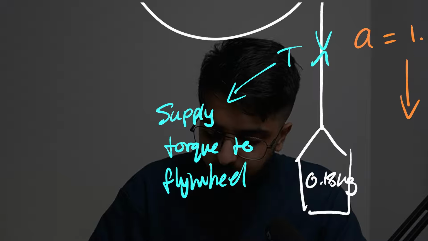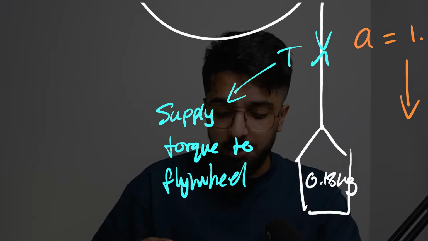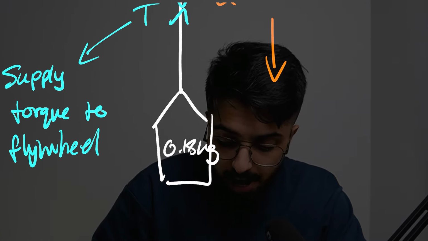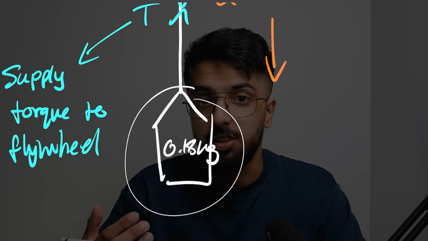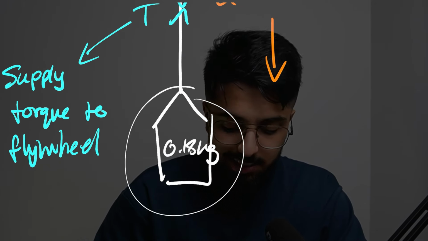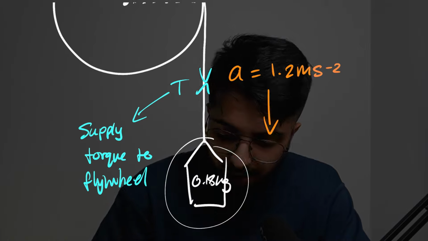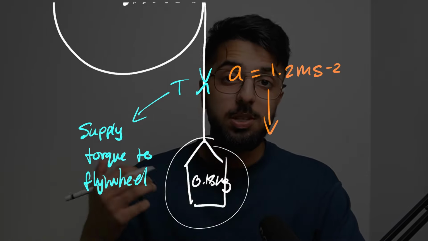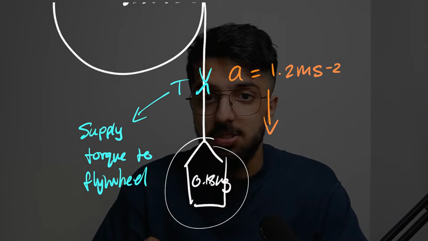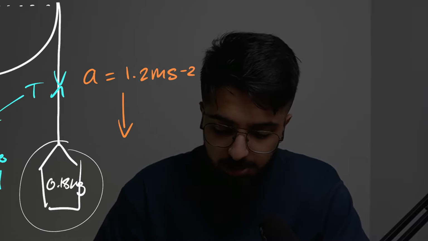This is a crucial idea that most students mess up. A lot of students think it's the mass that produces the torque in the flywheel. It's actually not. It's the tension in the rope. So now, how do we find the tension force? Because we know the tension force is the force that supplies the torque. We can do this by using some free body diagrams.